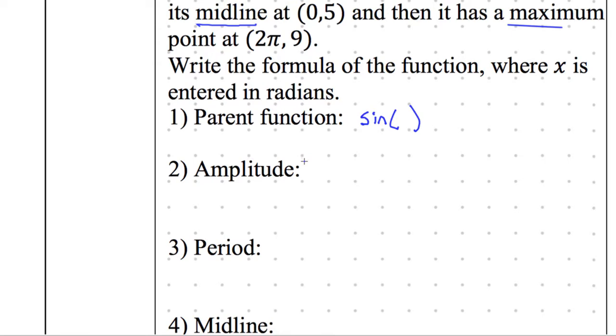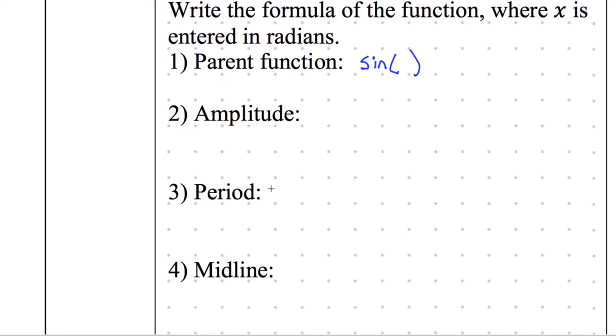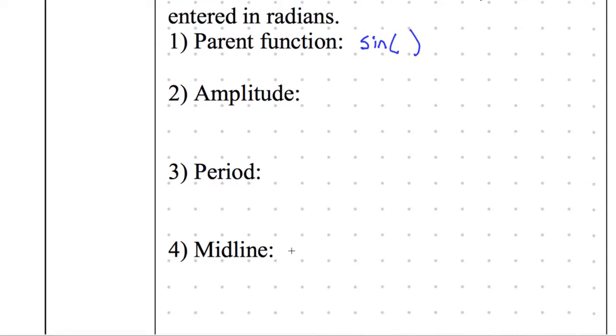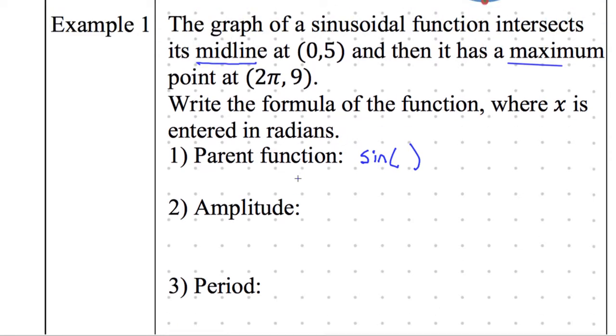All right, the amplitude. Let's go ahead and figure that out. I think amplitude and period are probably the two hardest things for different reasons. Midline is pretty straightforward. It can sometimes be a little bit tricky to find, but amplitude and period I would consider the hardest parts of this. So please be paying extra attention to number 2 and 3.